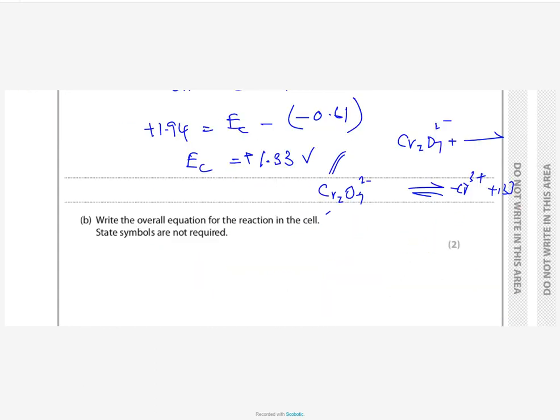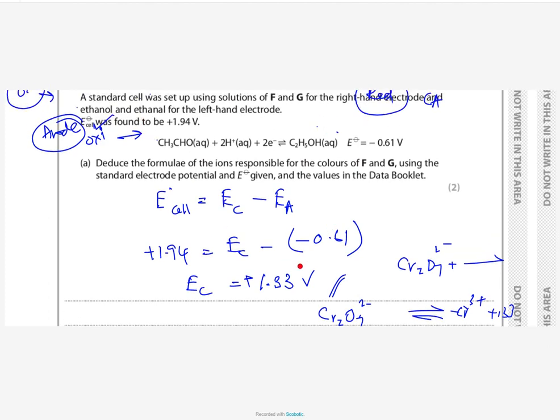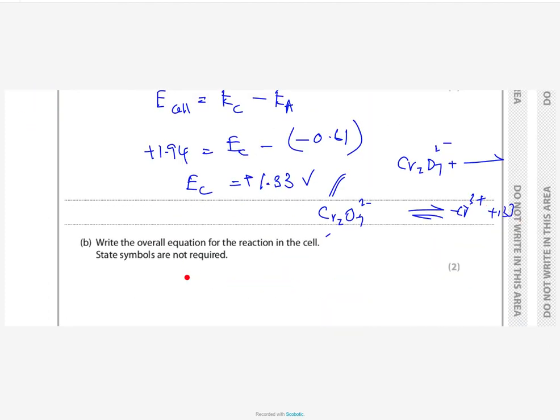So this is the overall equation. Which equation has to be reversed? This one has to be reversed, and you should add that to the dichromate to chromium half equation. So for dichromate to chromium, you add H plus to the side where there's more oxygen, and on the opposite side you add water. These can all be taken from the data booklet also. And you have 6 electrons, and this is 1.33.